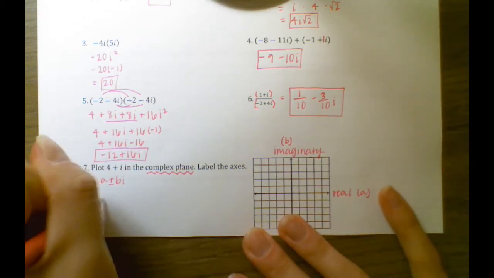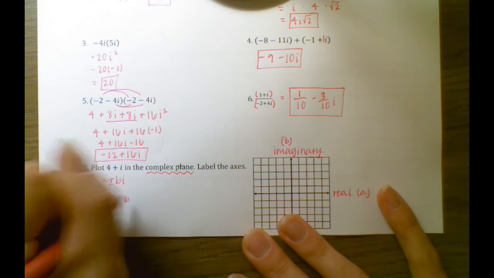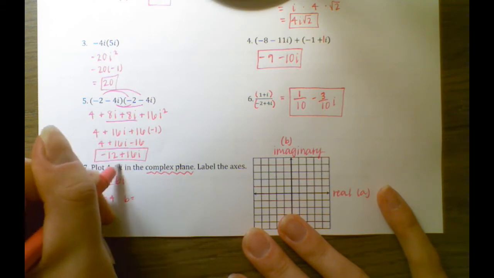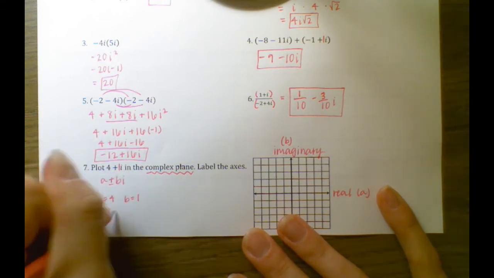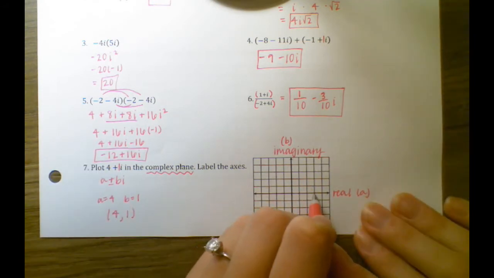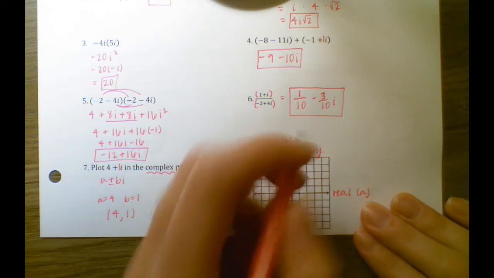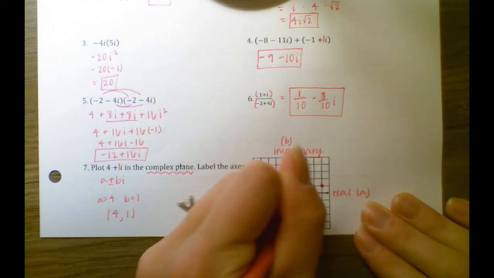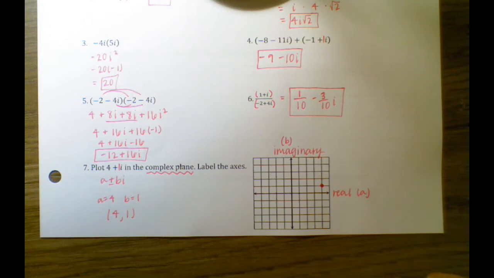So my a value is 4, and my b value here, remember that's just a 1 out in front, is 1. So this coordinate point is (4, 1). So 1, 2, 3, 4 along the real, 1 along the imaginary. Just making sure I did the 4 right. Okay? Alrighty, so that's your review with complex numbers. Let's flip the page.